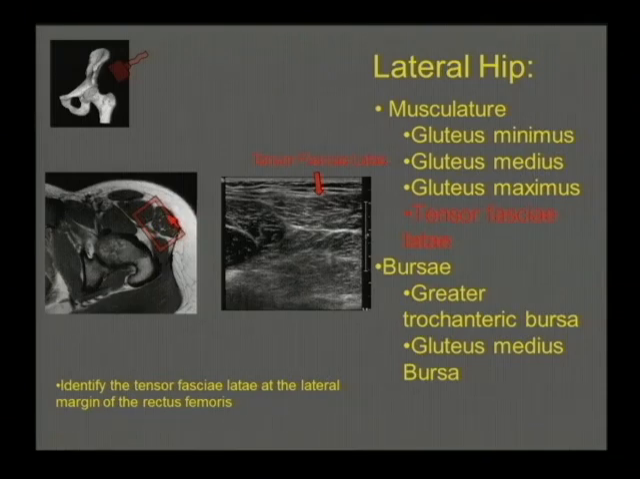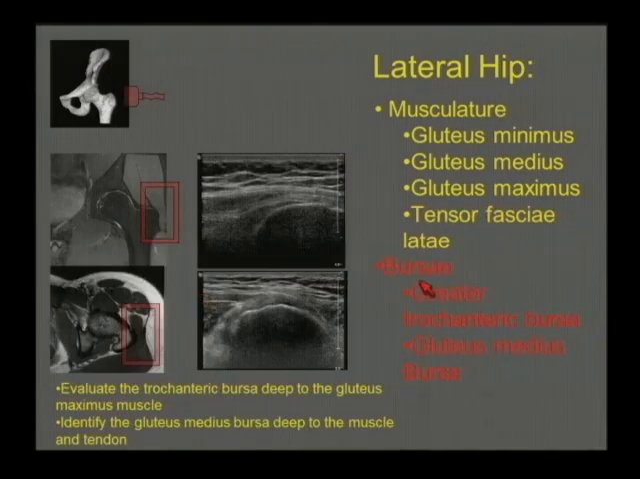So in addition to using the bony landmarks, that appearance, which makes it a little bit hyperechoic on ultrasound, can lend in its identification. You also want to use your appropriate landmarks, such as the rectus femoris, which you'll see along its anterior margin, demonstrated here on the MR image as well.